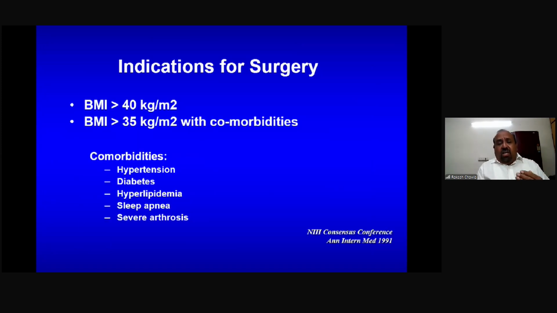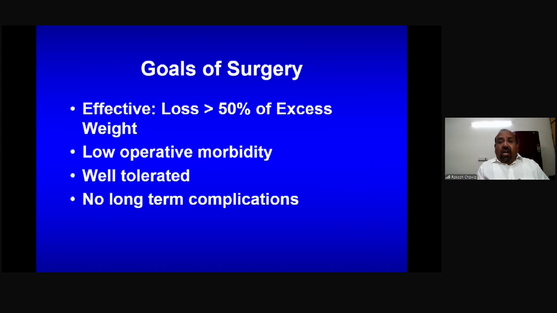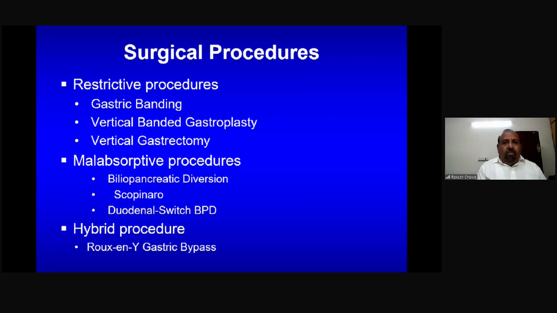So you want good results, at least 50% of excess weight loss, low operative morbidity, well tolerated, no complications, that is the goal of surgery. It is said and then done. Good data are produced, but the complications of bariatric surgery, I have not seen people talking about. Various procedures are restrictive, malabsorptive, hybrid.